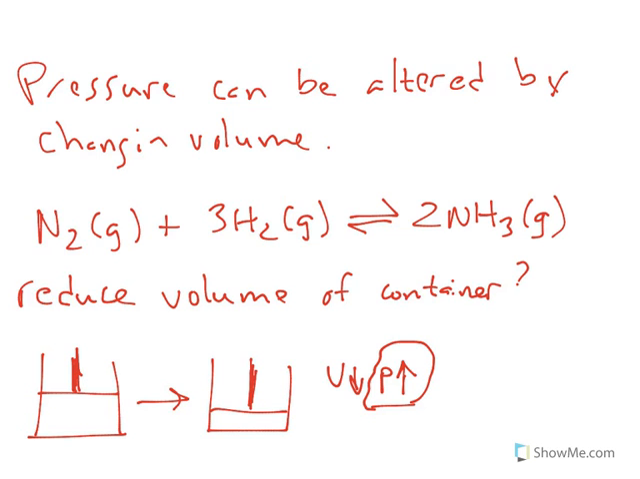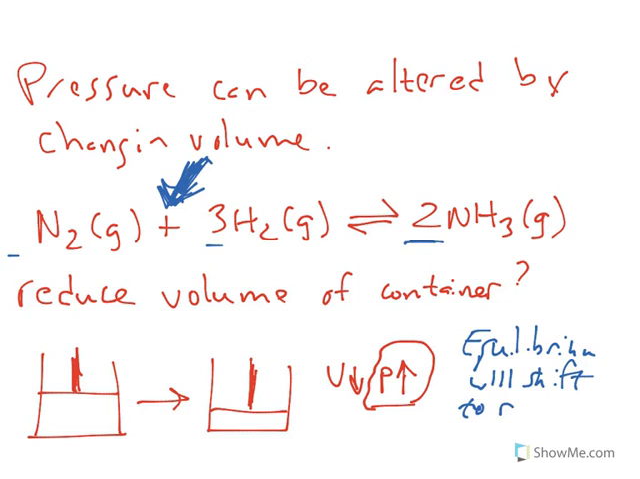Well, we have 2 gas moles over here, and over here we have 3 and 1, so we have 4 gas moles. So the left side is much more sensitive to an increase in pressure, so this is going to stress out the left side. Thus the equilibrium will shift to the right. And the opposite would happen if I lifted that piston.